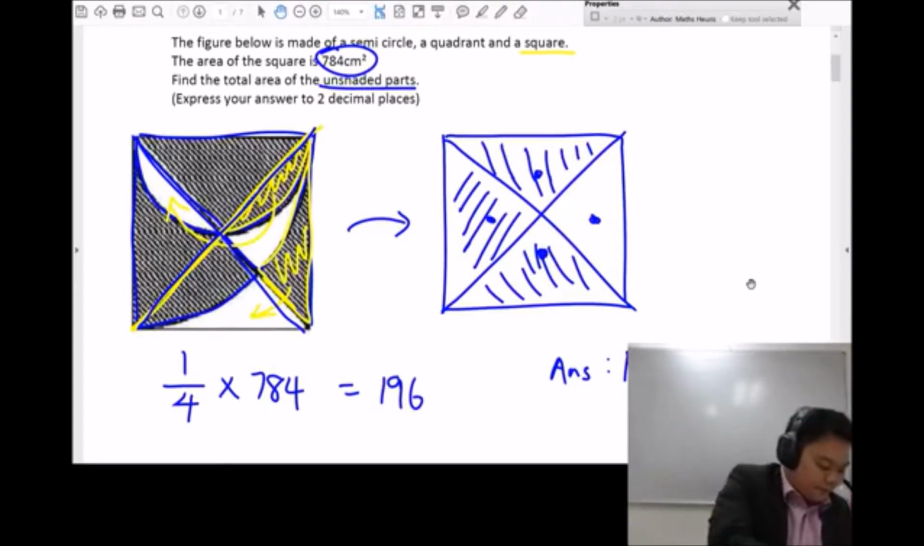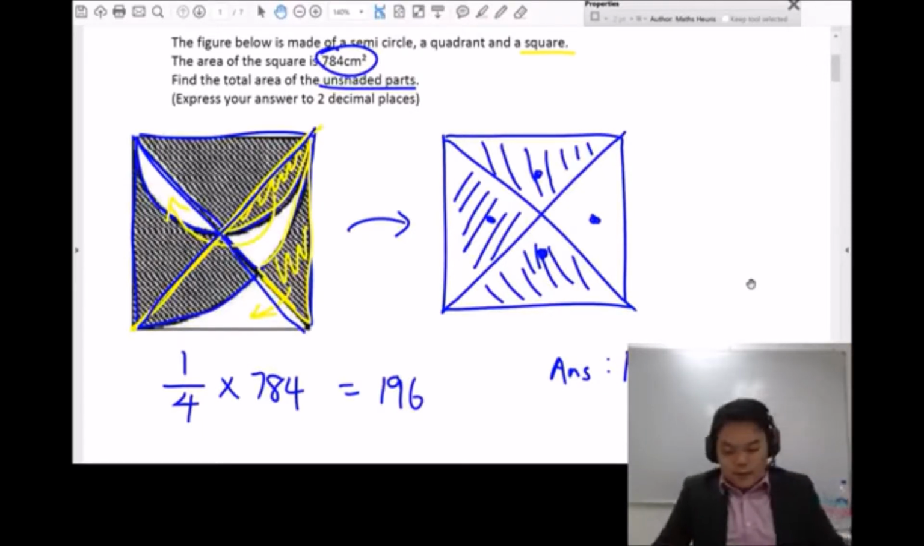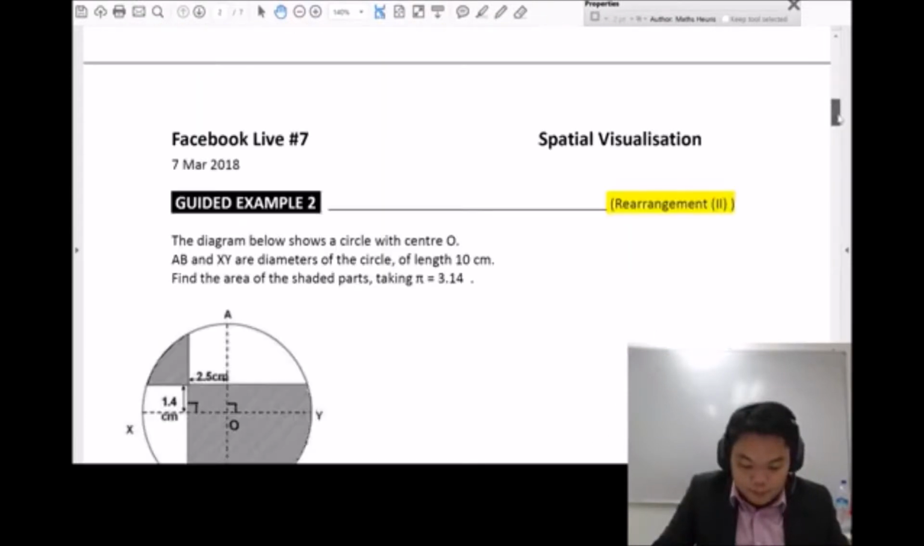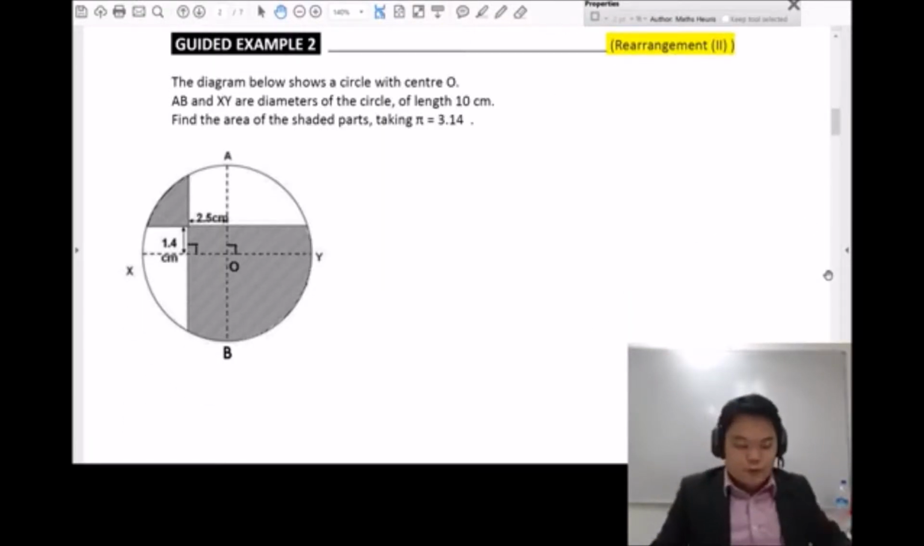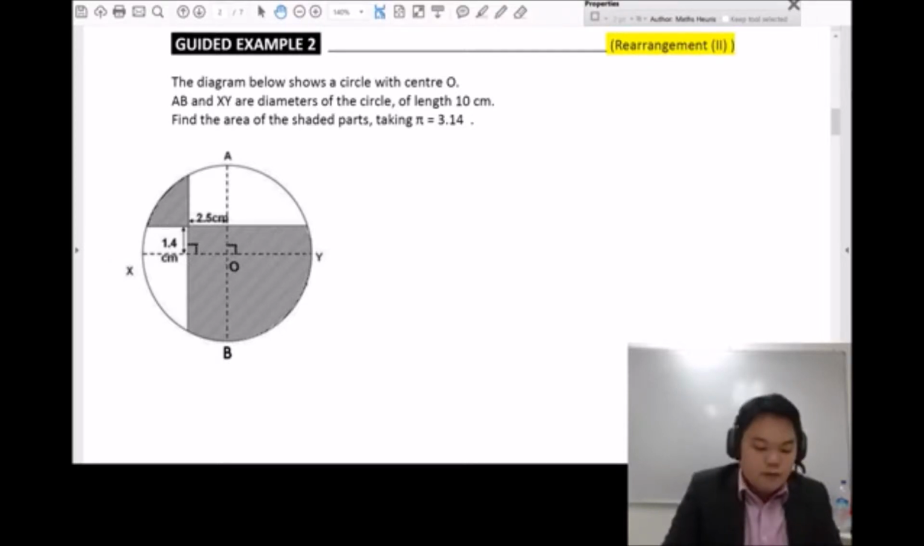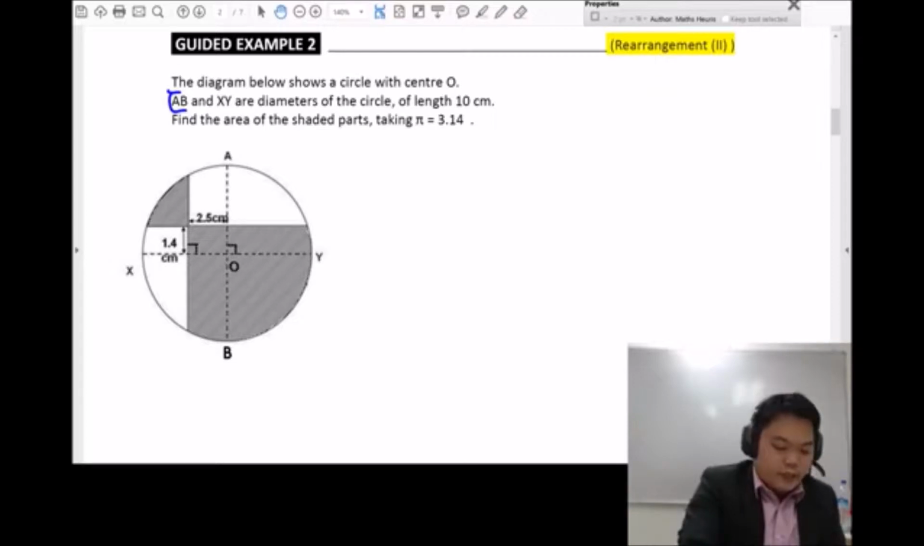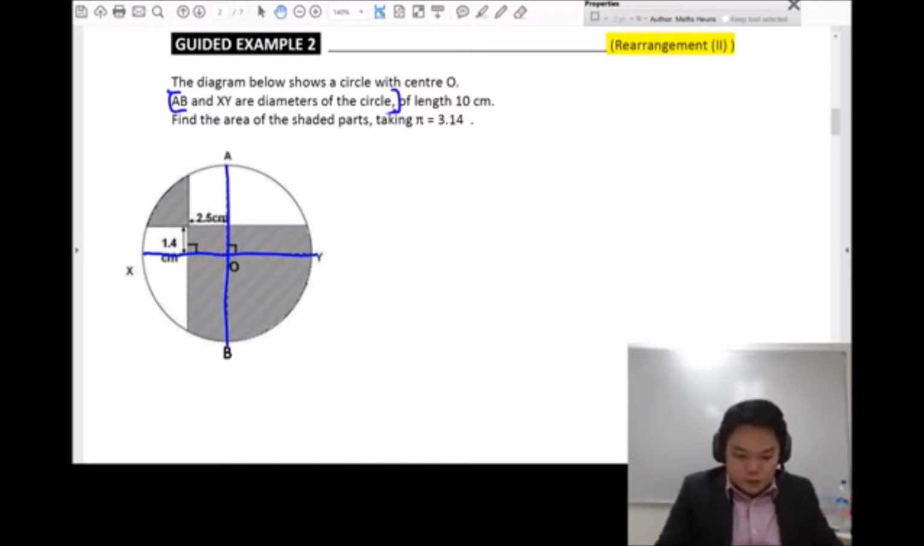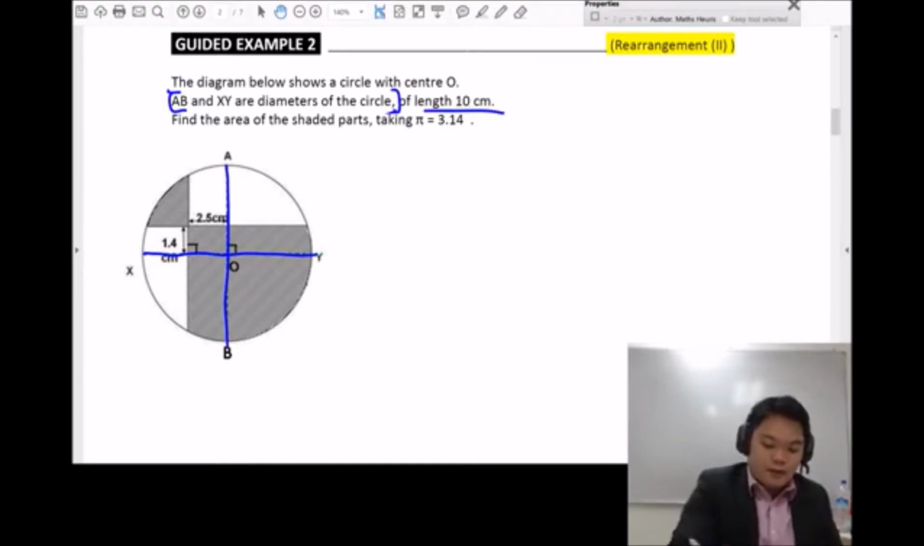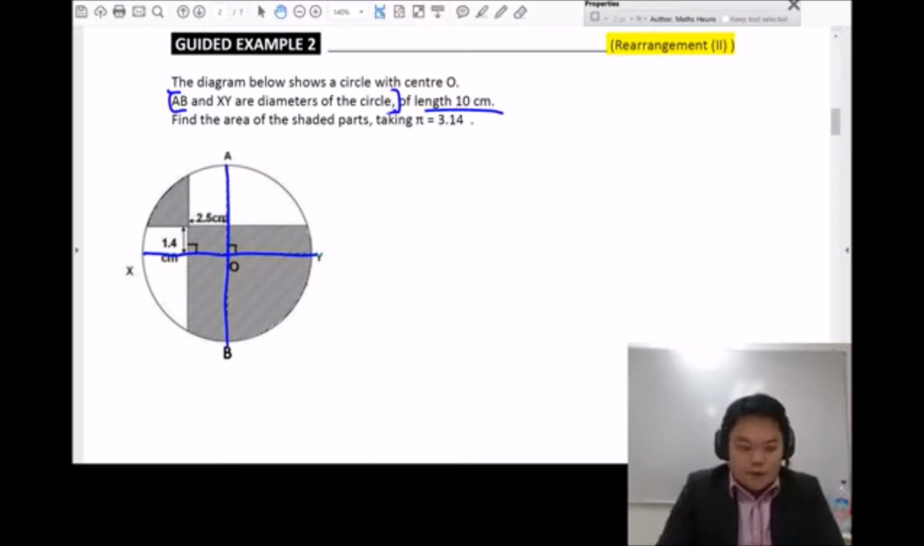Now next up, example 2. This was the question I posted on Facebook. Okay, the diagram shows a circle with a center O, AB and XY are the diameters of the circle. So AB is here and XY is here. They are the diameters of the circle of length 10 cm. Okay. Find the area of the shaded parts, taking pi to be 3.14.